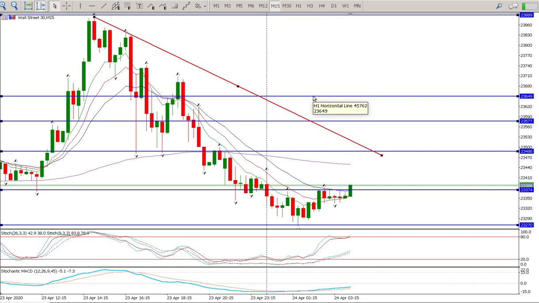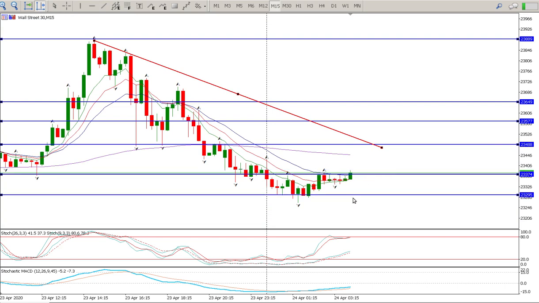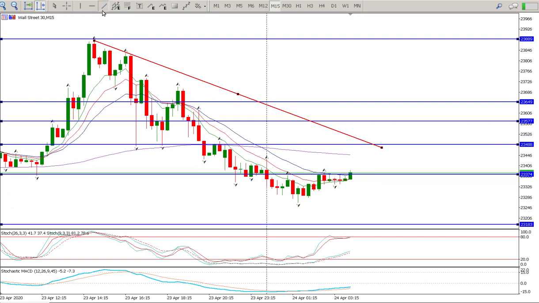At the moment, I think we're just forming a bit of a flag. And so this is the downward move, and the flag has been formed. Come on, let's just get this right here. So firstly it's a triangle, and if we just do that, that's the one flag.